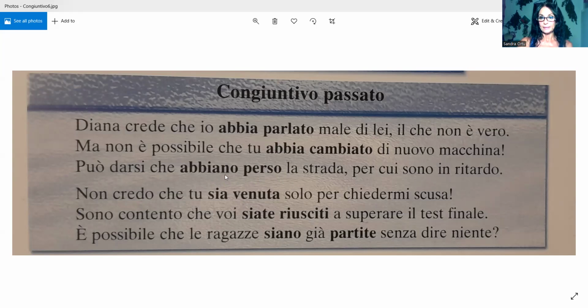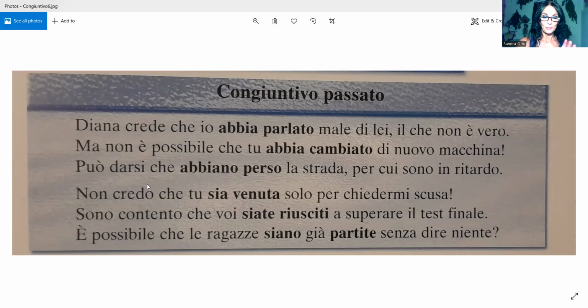So remember here, you need to know the rules that you learned for passato prossimo, when to use avere or essere as auxiliary. So I'm assuming you do know those rules. The other three examples. Non credo che tu sia venuta solo per chiedermi scusa. I don't believe you have come only to apologize.